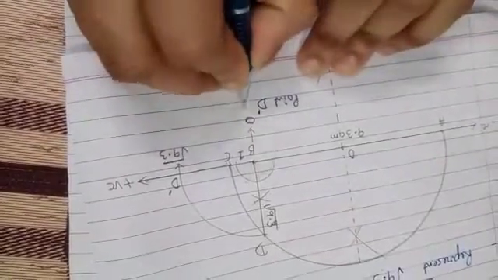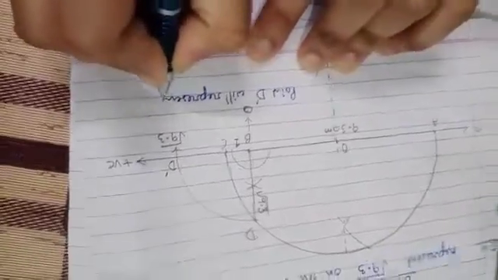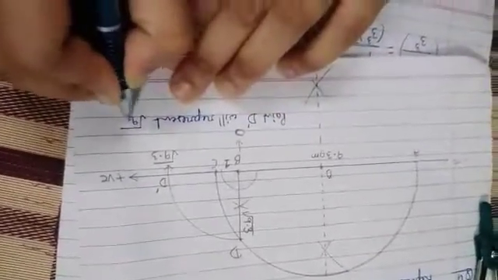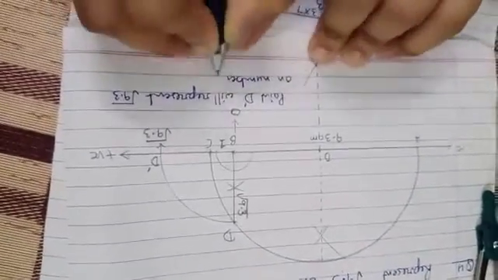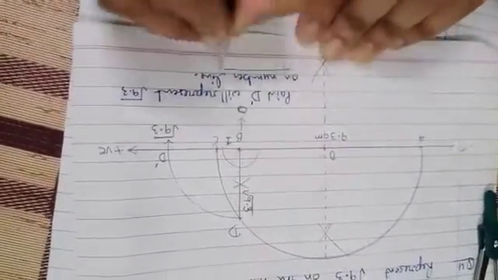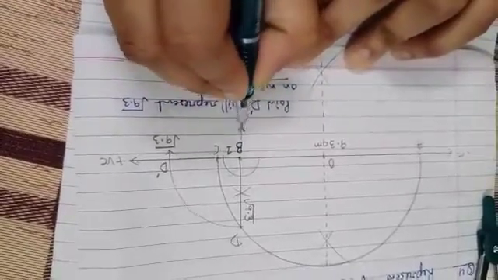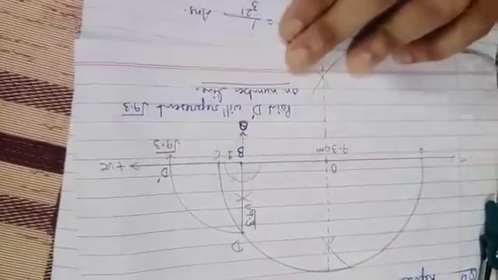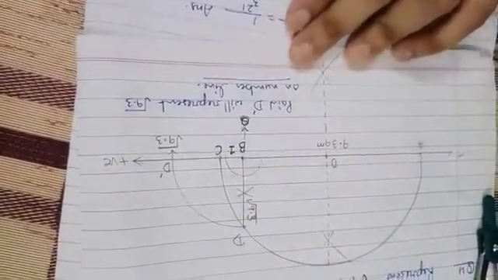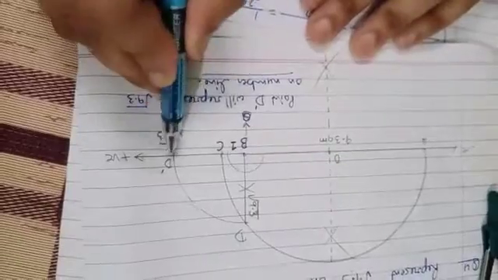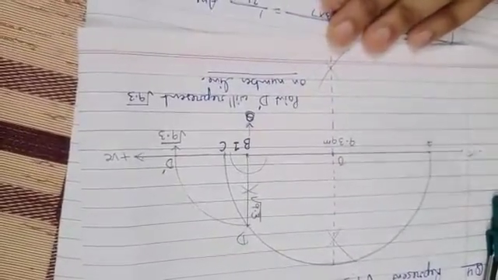And now I am writing here कि point D dash will represent root 9.3 on the number line, where this point B is representing 0, this point C is representing 1, and this point D dash is representing root 9.3 on the number line.